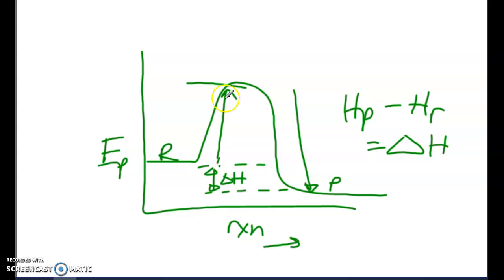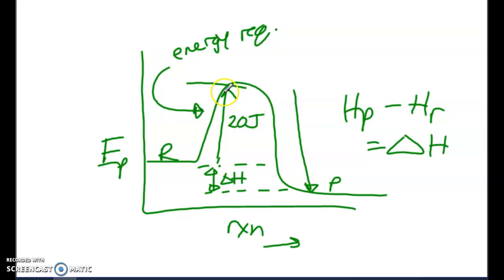What we're focusing on here, though, when we talk about the energy required, is that energy input. This is the energy requirement for a successful collision. Let's say, and I'm making up a number, 20 joules have to be absorbed by the reactants when they collide. If you don't have at least the minimum of 20 joules, the collision will not be successful, and you're not going to have your products formed.